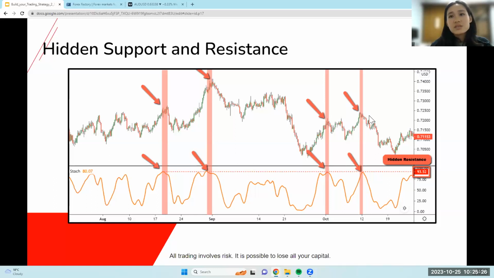So what this basically means is that we can expect price to drop immediately after this, which is exactly what happened here. Once you identify price making a higher high on the second peak, whereas on our stochastic or RSI it's giving us the same peak or the same level, then you can expect price to immediately drop after that. Similarly for over here.